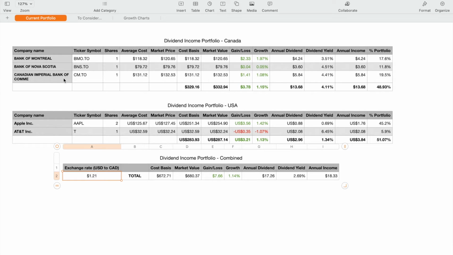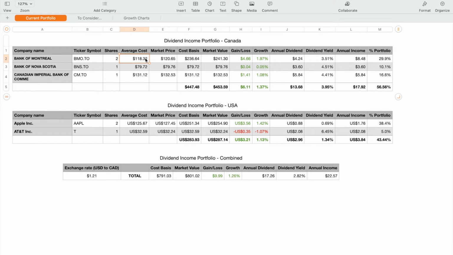So let's say, right now I have one share of BMO at $118.32. Let's say I bought another share. The price was low, they give a good dividend. Okay, well, it's not great, but it's something. So let's say I bought another share. Okay, so I'm going to put 2 here.